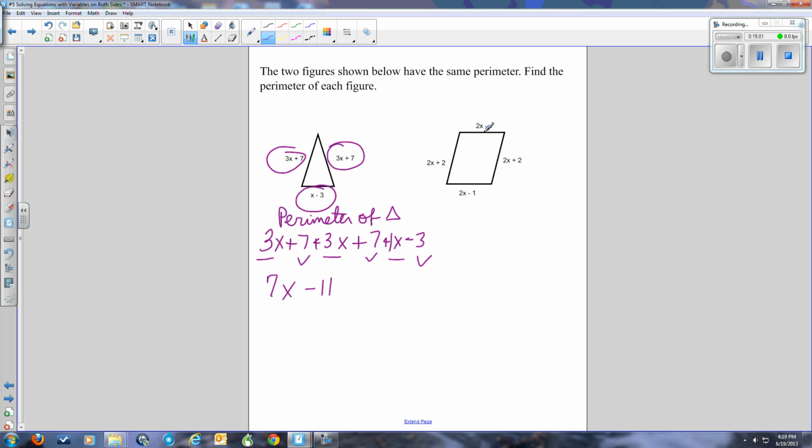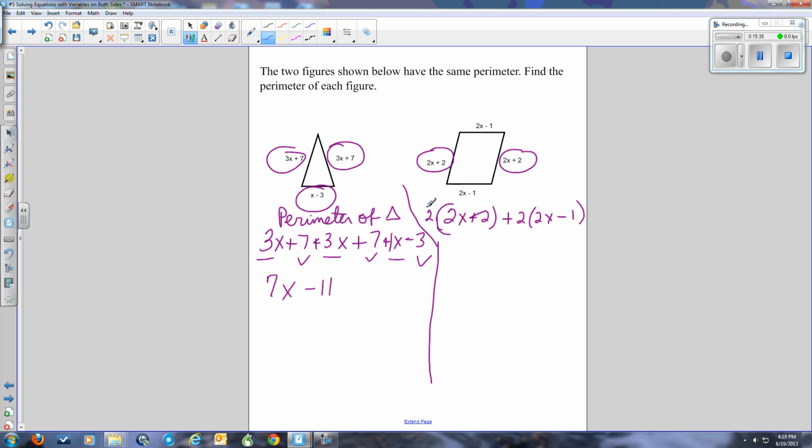On the right-hand side, let's add all of these other expressions together. So we've got 2x plus 2. We've actually got 2 of those, so let's just put a 2 in front, because opposite sides are 2x plus 2. And then we want to add to it the 2x minus 1, which is on opposite sides, so we could say 2 times 2x minus 1. Getting a little fancy here with that.